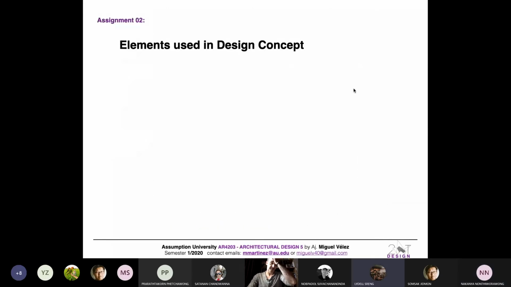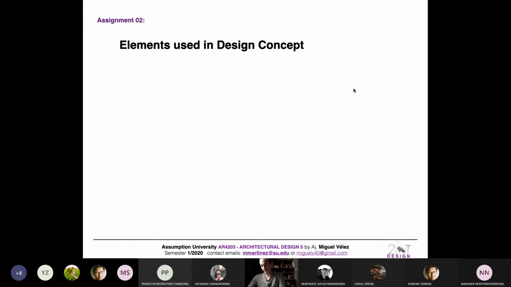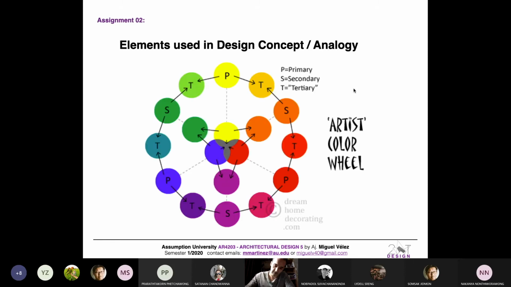So then, the thing is, what are the elements for using the design concept? So let's say, to understand all this information clearly, I'm going to do a kind of analogy. Okay, so if we are thinking in colors, can any one of you explain what is this thing that you guys are seeing? Yeah? No one knows what this thing is? It's right in here, right?